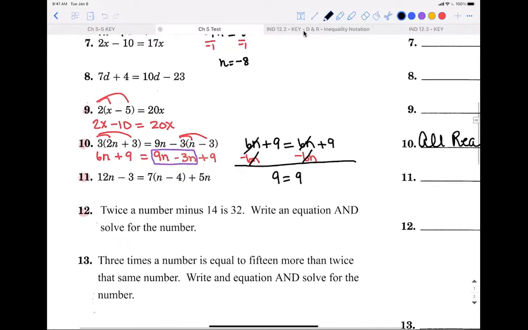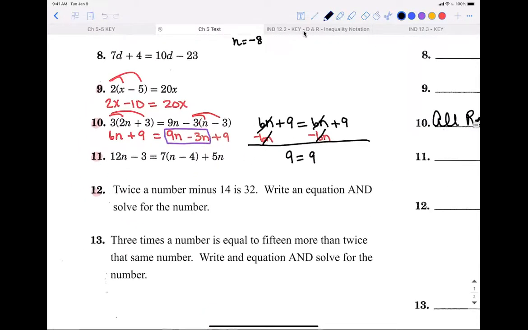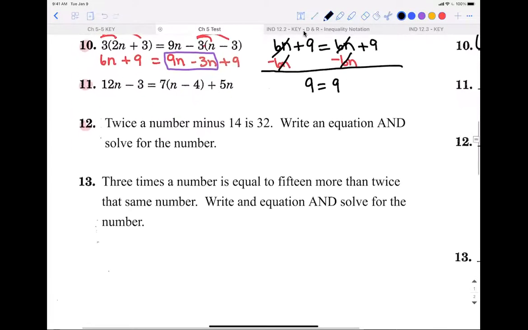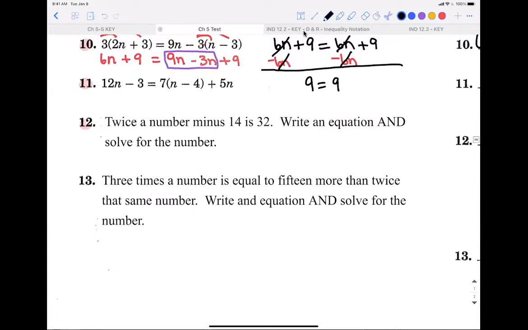All right, I'm not going to work number 11. I'm going to leave that one for you. Distribute, combine like terms, move all around the wall. All right, I'm going to jump down to number 12 here. It's a story problem, and we're supposed to look at the instructions. Write an equation and solve for the number. Okay, so write an equation and solve.